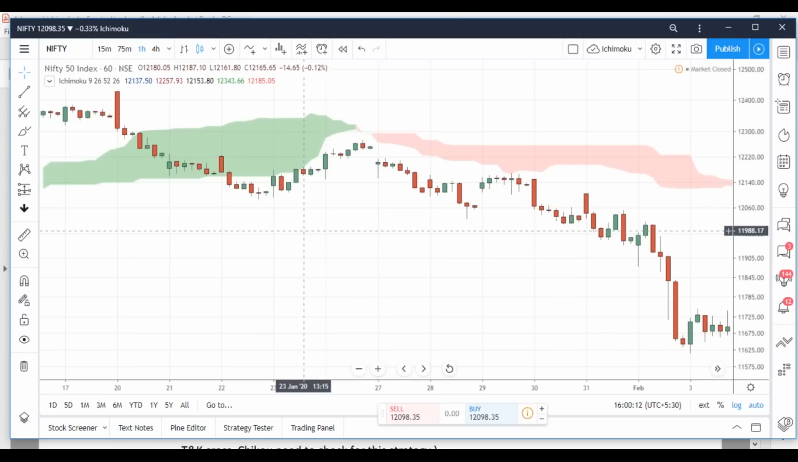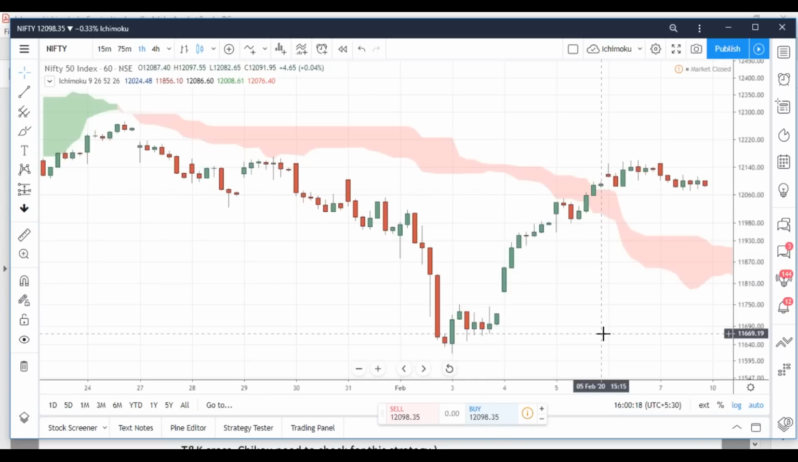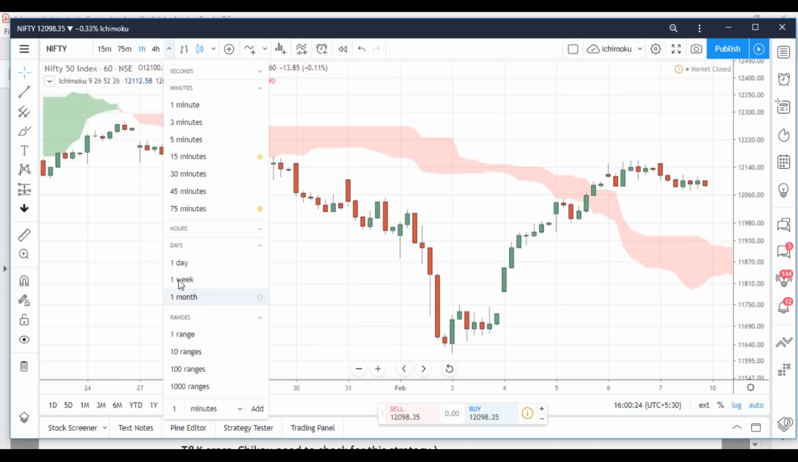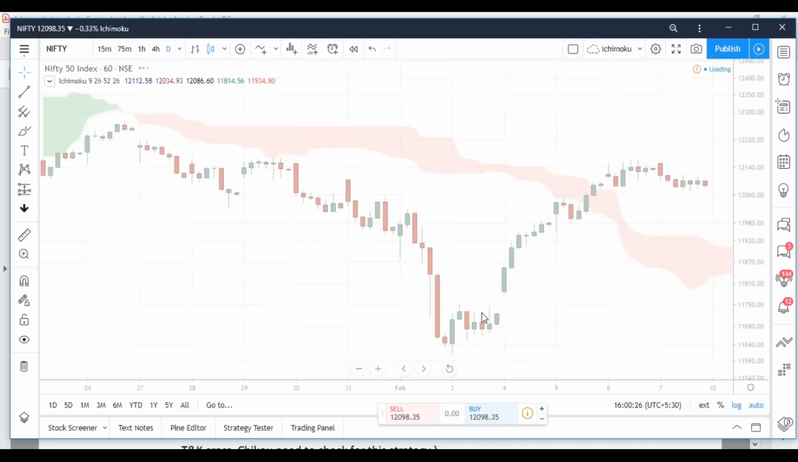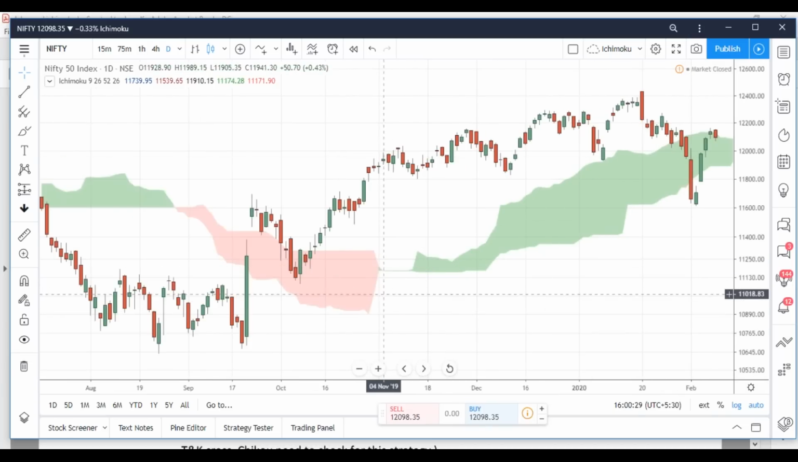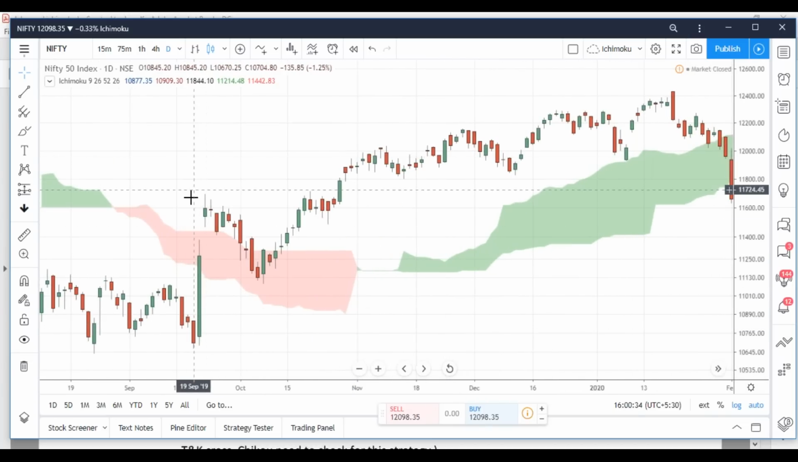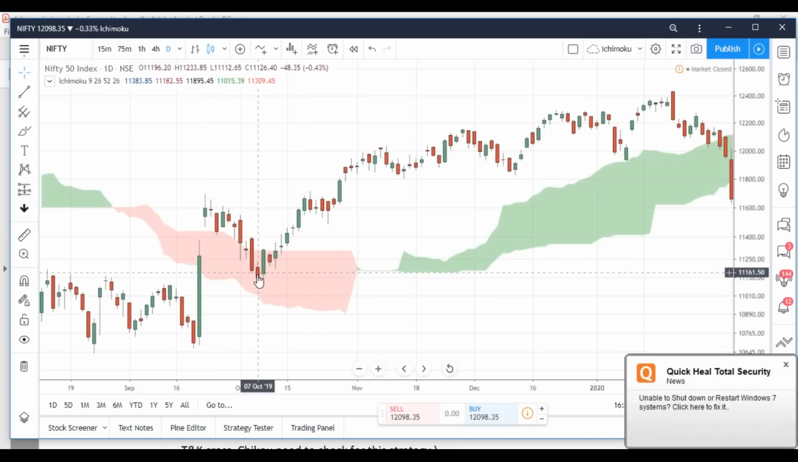See, after this short entry, how nicely it worked out. So we saw the 15-minute chart, we saw the 1-hour chart. Same way we can check on the daily chart as well. In the daily chart, price broke out above the cloud. Now I'm waiting for a pullback. Here we got a pullback.